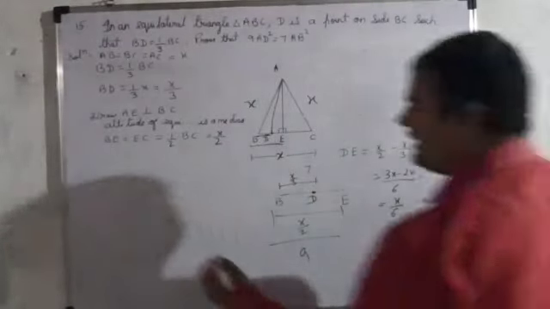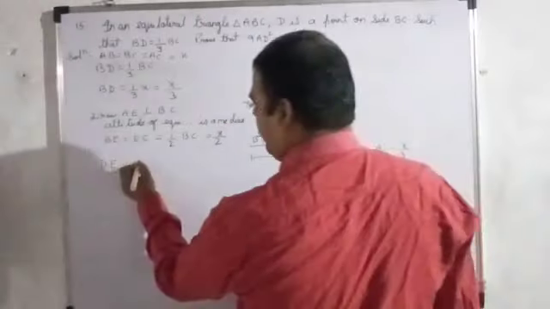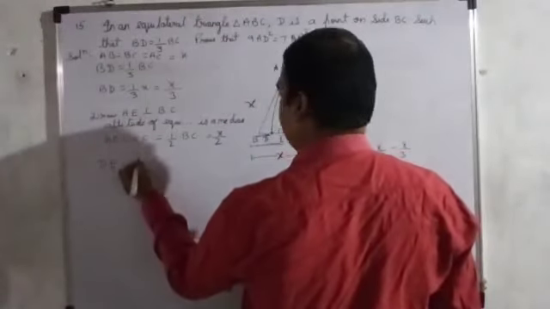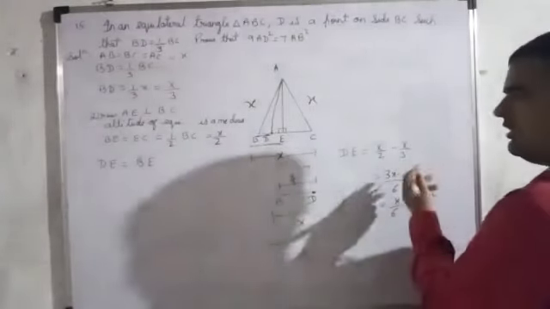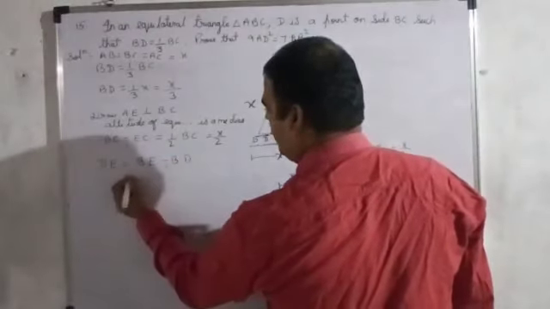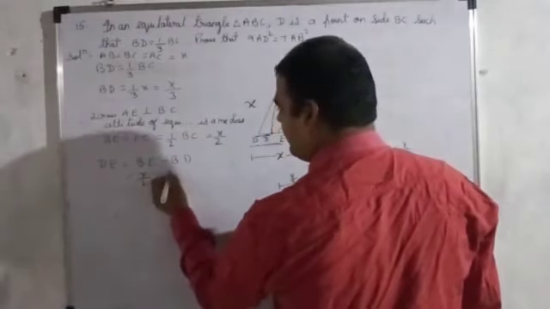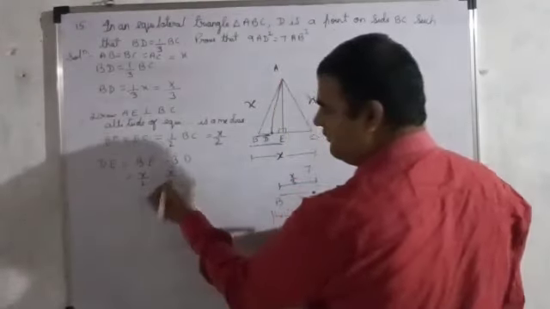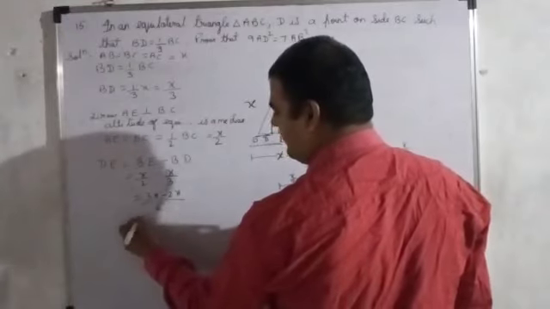So we will find DE. I can write it directly here: BE minus BD. Have I written BE there? No, BE minus BD, you have to write like that. So BE is x/2 minus x/3. Cross multiply: 3x minus 2x upon 6. It's x/6.